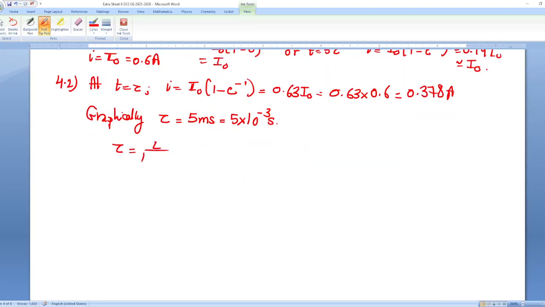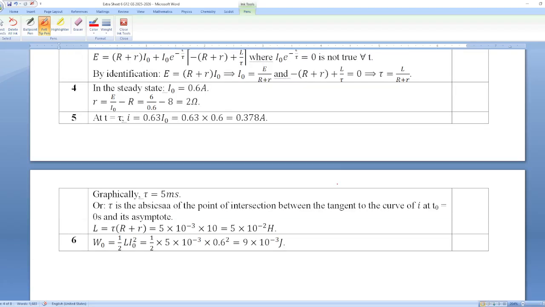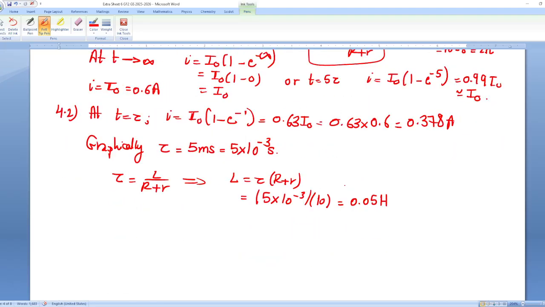Now it asks to deduce L. Tau equals L over R plus r, so L equals tau times R plus r. We have tau as 5 times 10 to the power minus 3, and R plus r is 10, so we get 5 times 10 to the power minus 2 henry, which is 0.05 henry.